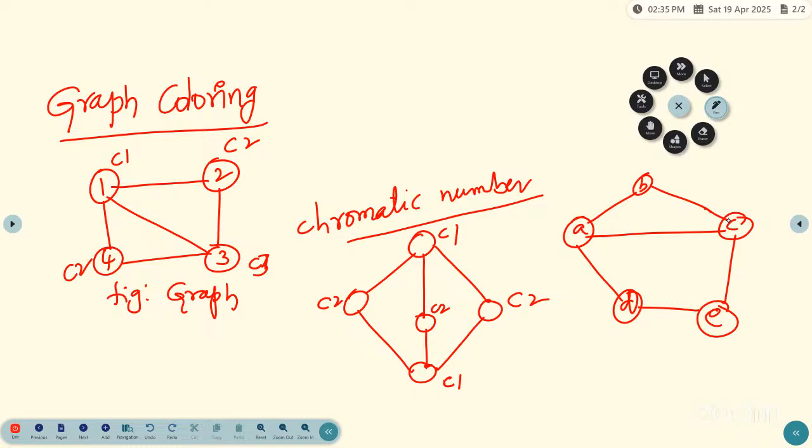This is one graph. How many colors are required to color the graph such that each node is colored? See here, what did we say earlier? Listen, my question and graph coloring, we said. Listen to the question carefully. A graph is given with nodes A, B, C, D; color the graph. Color the graph means color all the nodes.